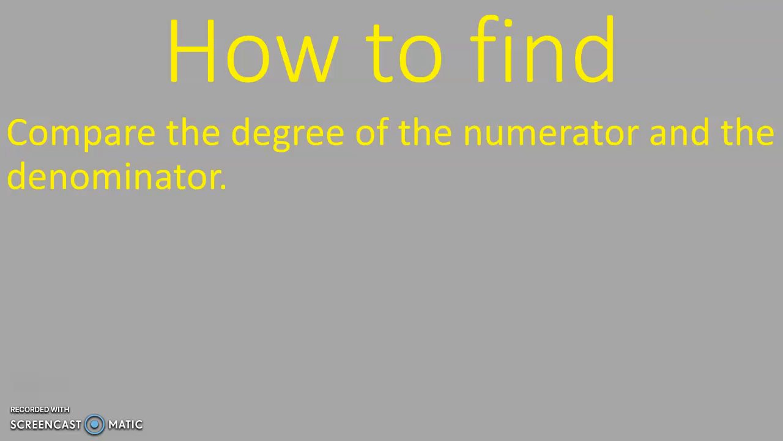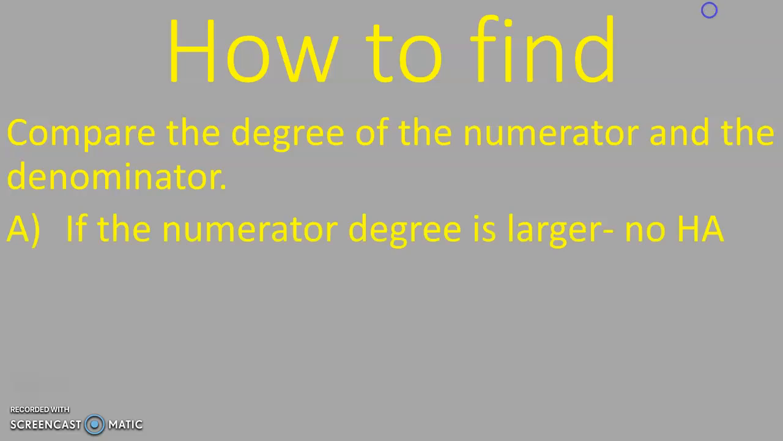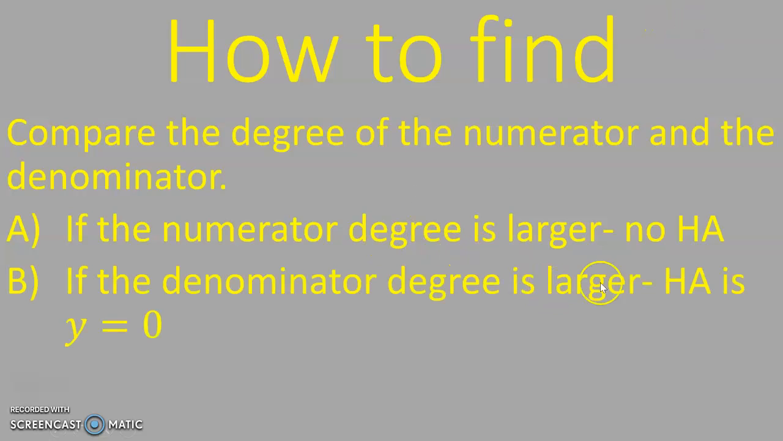Three possibilities for a rational function as to what its horizontal asymptote is. And what you do is compare the degree of the numerator and the denominator. Okay, so if the numerator degree is larger, there is no horizontal asymptote. HA here is horizontal asymptote. So if the top or numerator degree is larger, then don't worry about it. If the denominator degree is larger, the horizontal asymptote is y equals 0.